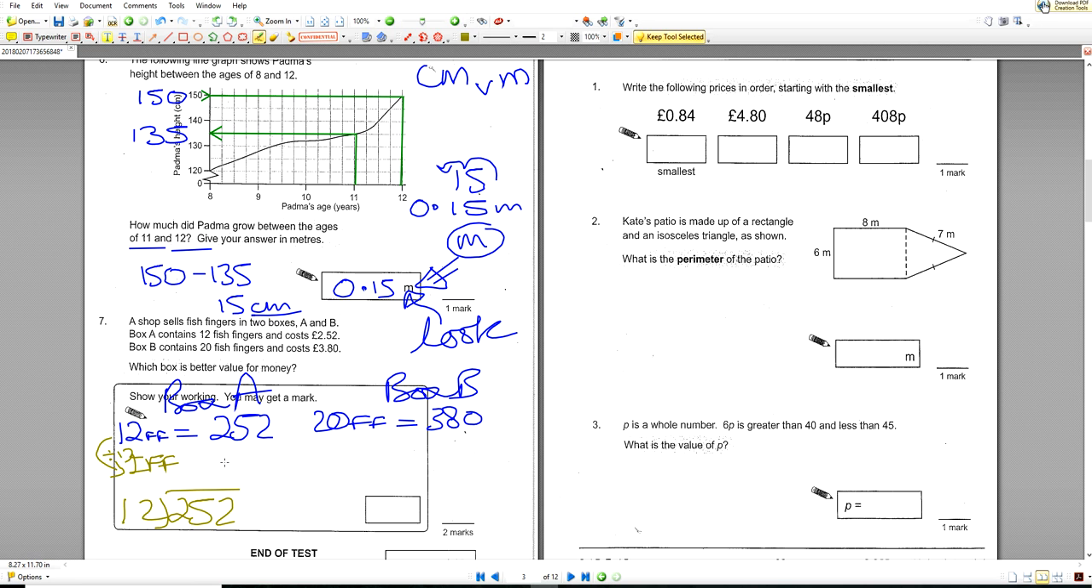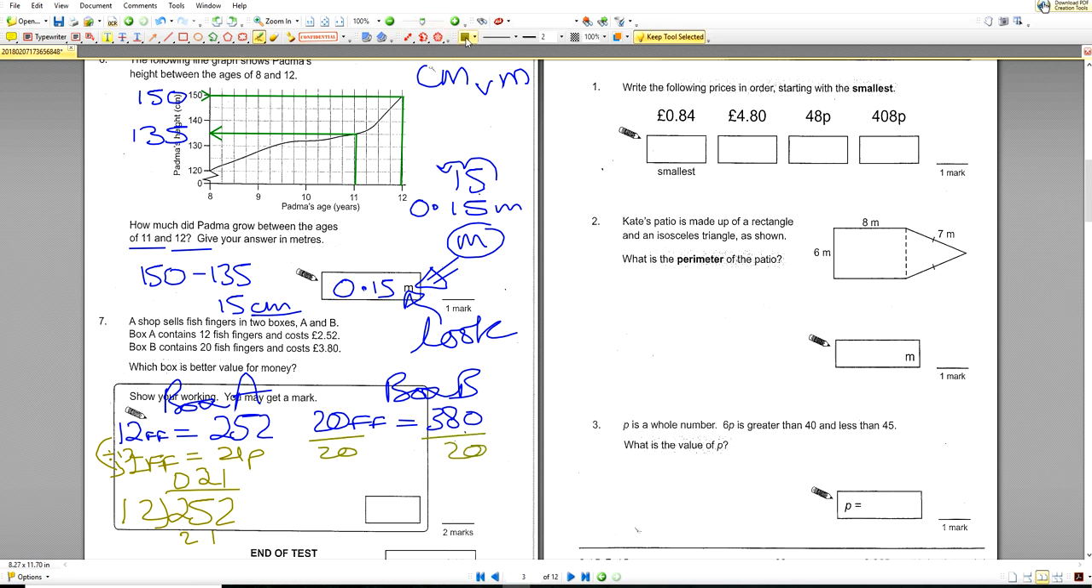So 12 into 252. 12 into 2 is nothing, remainder 2. 12 into 25 is 2, because 12 times 2 is 24, remainder 1. So that gives you 1. So we now know that each fish finger in box A costs us 21p each. Now, we have 20 fish fingers in the second box, and the cost is £3.80. So I need to divide by 20 to work out the cost of 1 again.